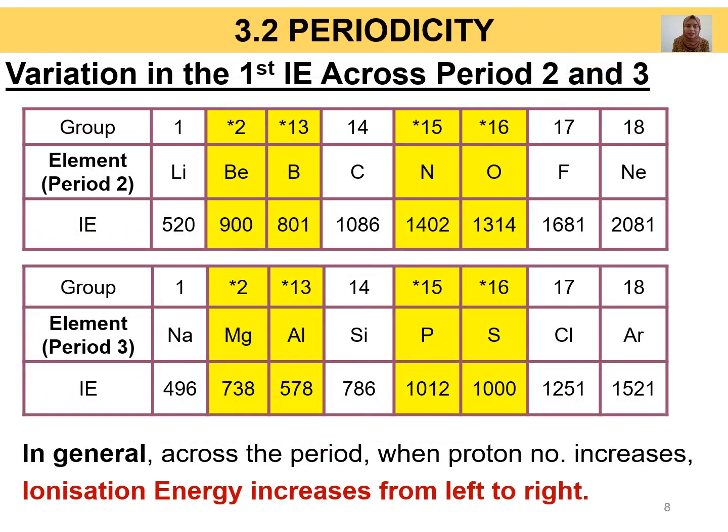Tadi Miss dah bincangkan, generally kalau across the period, the proton number increase. So bila proton number increase, effective nuclear charge increase. Bila effective nuclear charge increase, therefore the attraction between nucleus and the valence shell akan increase. So you memerlukan more energy to remove the electron. So bila you memerlukan more energy to remove the electron, makanya the ionization energy will be increased. So actually, generally kalau you move across the period, the ionization energy will be increased from left to right.